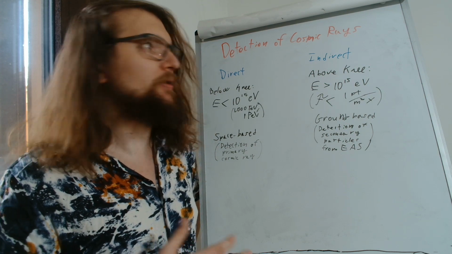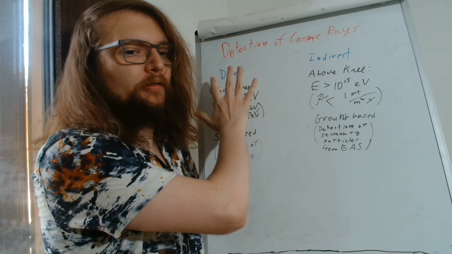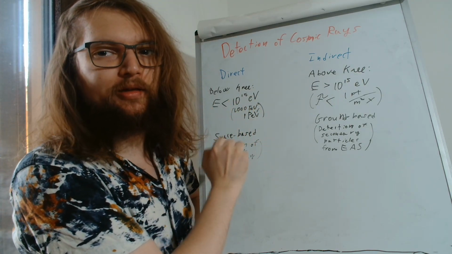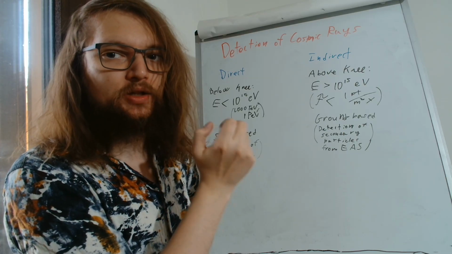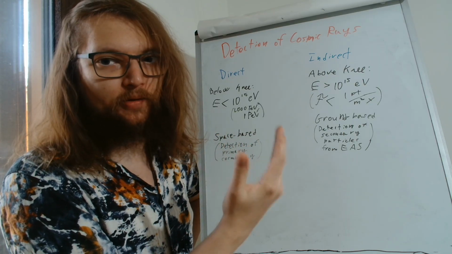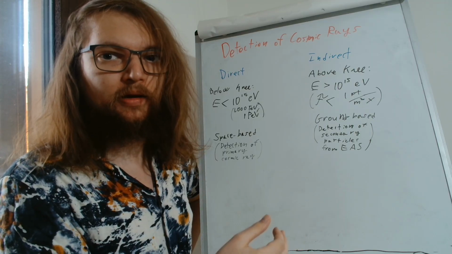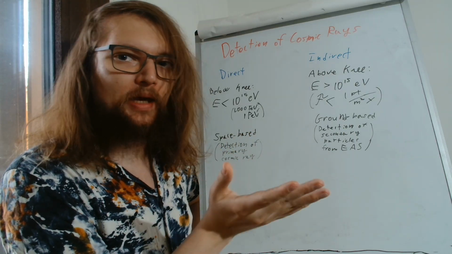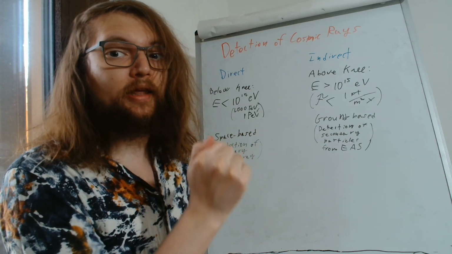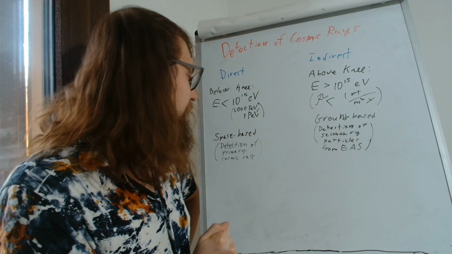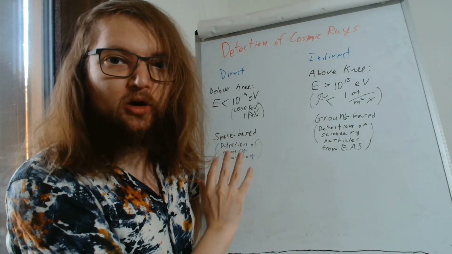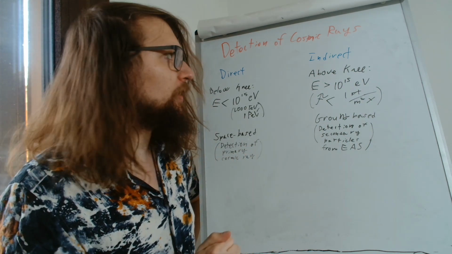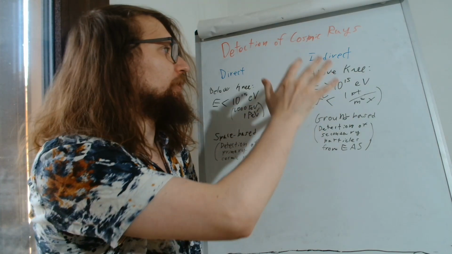Hello, today we talk about detection of cosmic rays. One is direct cosmic ray detection, which is for cosmic rays of energy below the knee, so below 10 to the 15 electron volts, which is 1000 tera electron volts or 1 peta electron volt. And these are space-based, so we do them in space with satellites or at the edge of the atmosphere with balloons. And so this is a detection of the primary cosmic ray before it hits the atmosphere, initiating the particle shower. Instead, for energies above the knee, we use indirect detection.